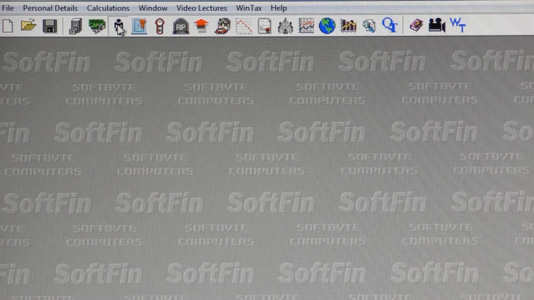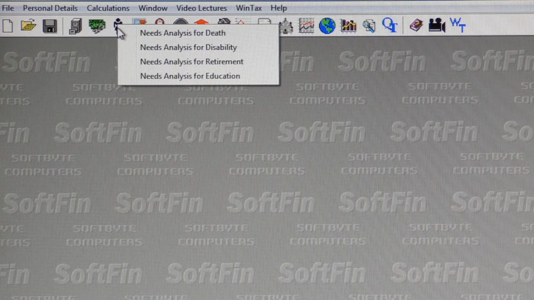SoftFin offers simple to use and simple to understand yet completely compliant needs analyses, offering simple single-page reports. We believe that what is simplest works best.